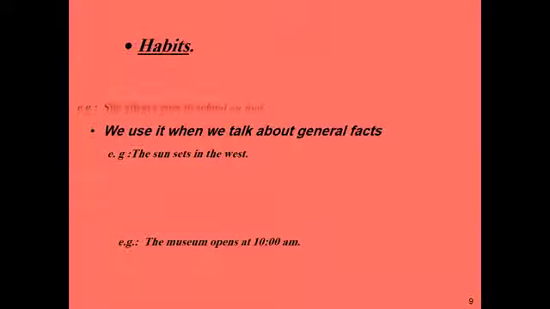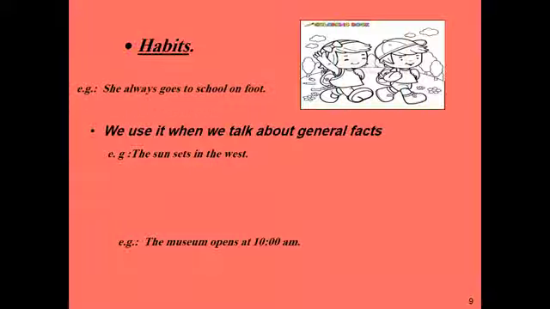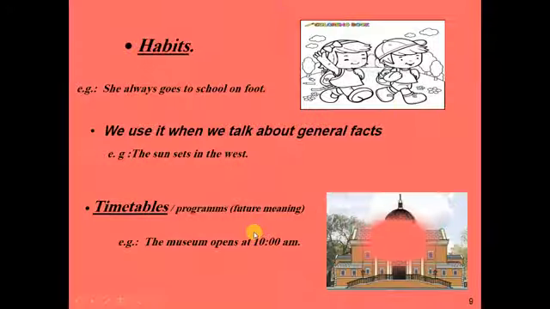Also, we use it for habits. She always goes to school on foot. It's her habit to go to school on foot. We also use the present simple to talk about general facts or general truths. The sun sets in the west. It's a fact. We use it for timetables or programs or future meetings. The museum opens at 10 a.m. It's a timetable, it's a schedule.